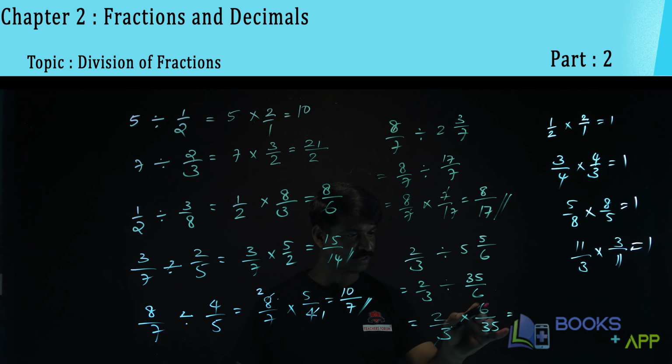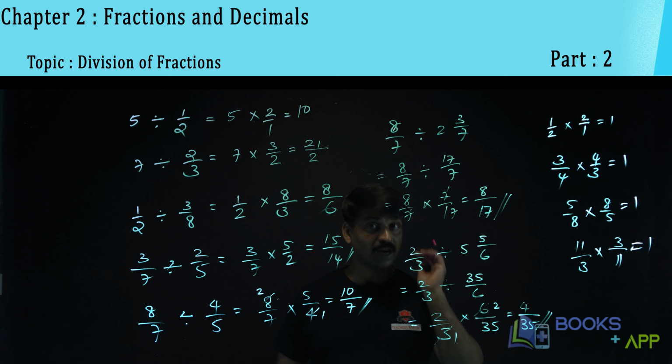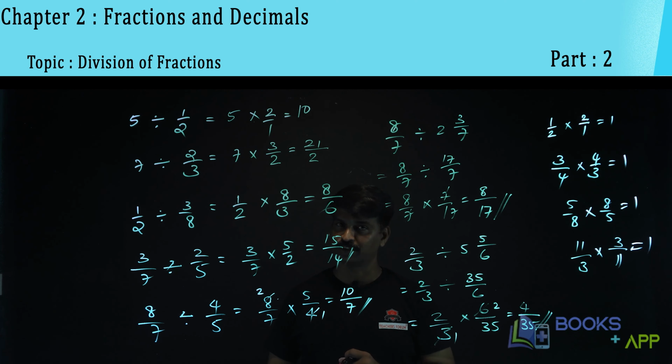Yes, 3 and 3 you can divide because 3 is common in both 6 and 3. 3 by 3, 1. 6 by 3, 2. So what is the answer? 2 2s are 4. 35 into 1, 35. It is the answer. So this is how we have to divide the fractions.